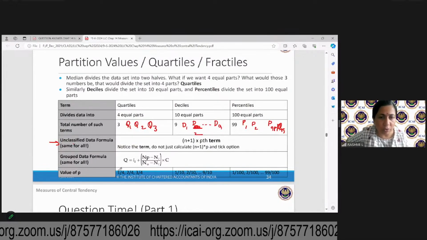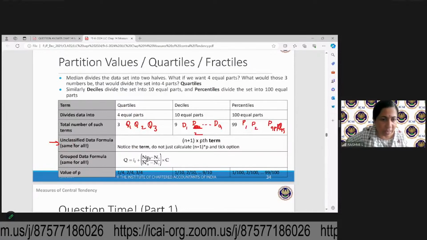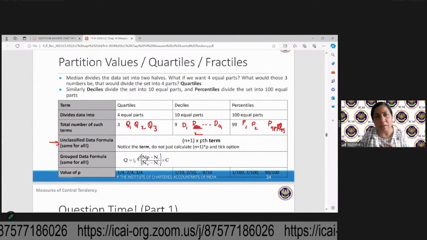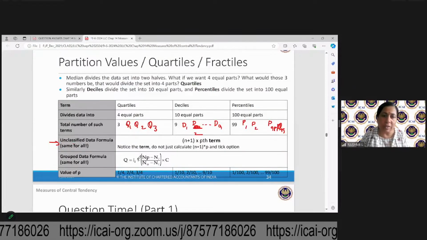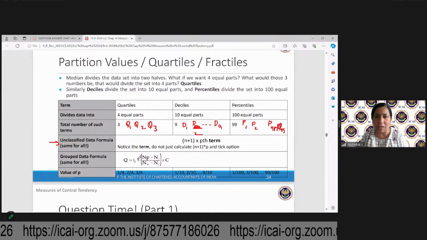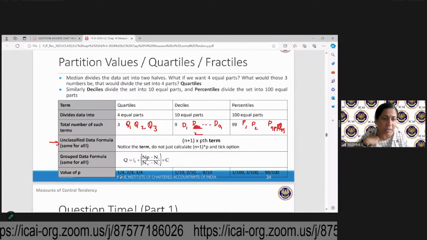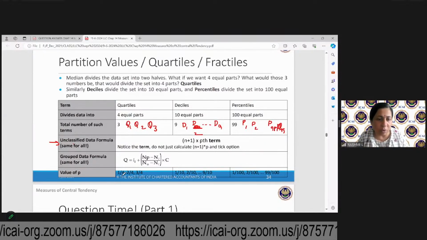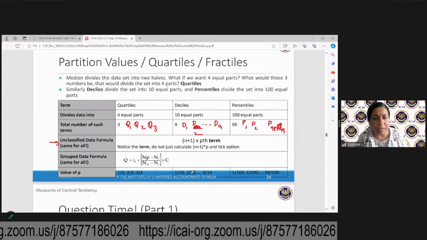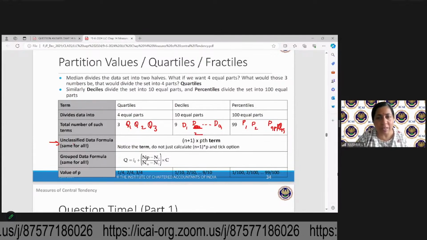Now for grouped data, the formula is Q is equal to L1 plus (np minus nl) upon (nu minus nl) into c. It is similar to the median formula. What changes is that np is different for quartiles, deciles and percentiles. What do I mean by p? So how do I find the value of p? For quartiles it is 1 by 4, 2 by 4 and 3 by 4. For deciles it is 1 by 10, 2 by 10, up to 9 by 10, and so on for percentiles. So quartile, decile and percentile.